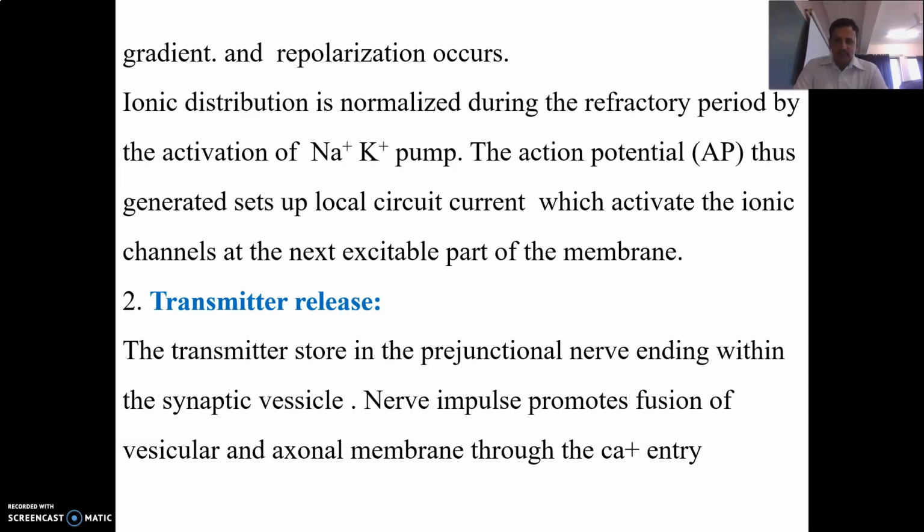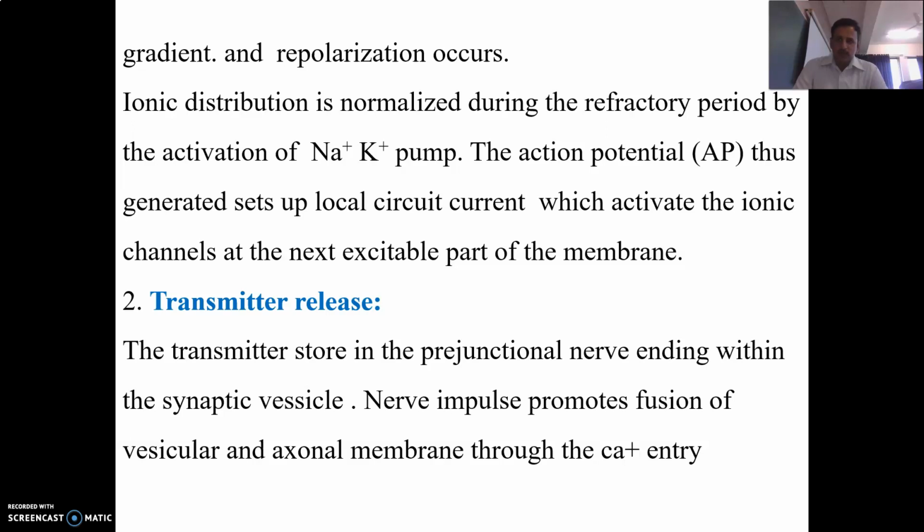What are the transmitters? You have enzymes, you have proteins. These are called transmitters. They get transmitted from one part of the body to another part. Usually the transmitters are stored in the pre-junctional nerve ending within the synaptic vesicles. Like enzymes and proteins, they are usually stored in the presynaptic vesicles.